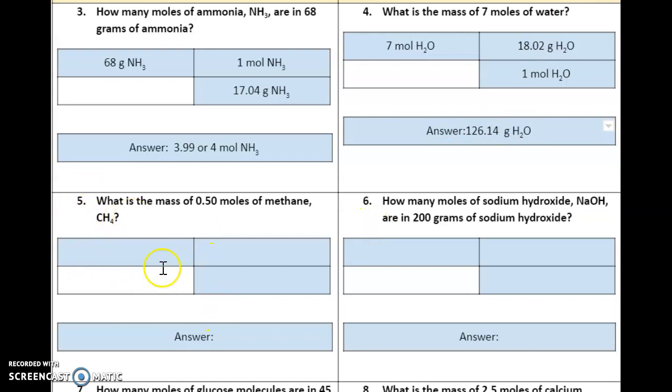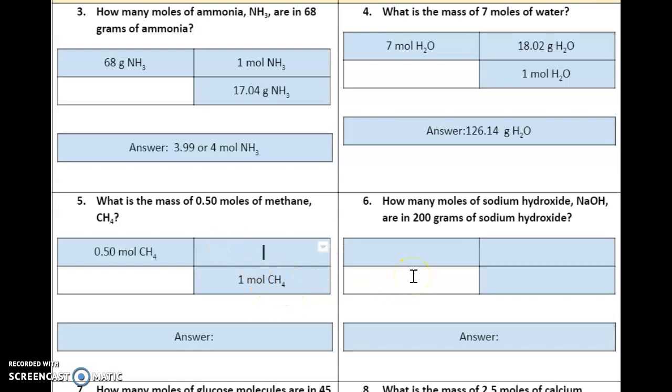For number 5 here on the bottom, what is the mass of 0.5 moles of methane? So similar to number 4, we are starting with moles. So 0.5 moles of methane, which is CH4, and we're going to go to grams. So we need to cancel moles, so we have to put moles on the bottom. For every 1 mole of methane, that's equal to the molar mass of CH4.